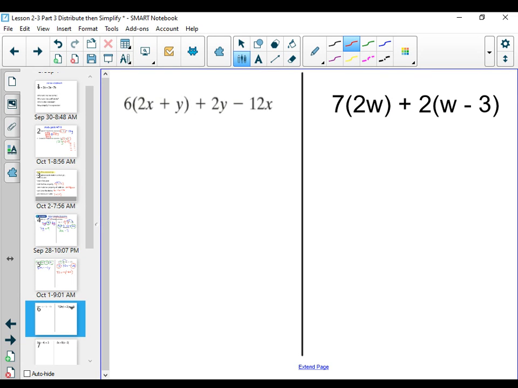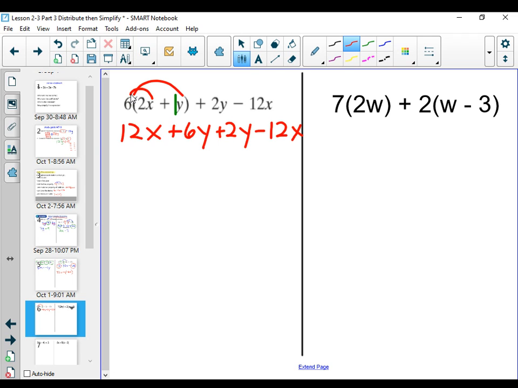On the left, how can I get rid of these parentheses? I know, I can distribute. 6 times 2x, 12x. 6 times 1y, 6y. Bring down the rest that I haven't used yet.